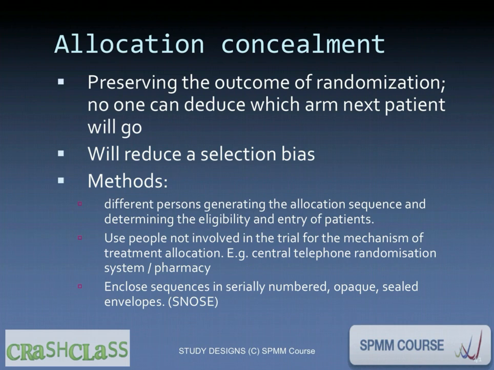You can enclose sequences in serially numbered, opaque, sealed envelopes. This is called SNOSE procedure, serially numbered, opaque, sealed envelope. A SNOSE procedure will make sure that nobody can break the confidentiality or the secrecy of your allocation. So these are the different methods you can use to conceal allocation.